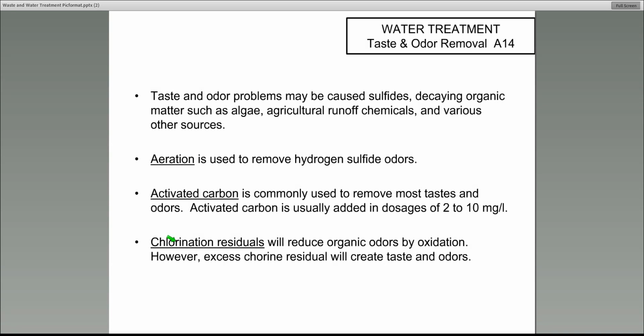Okay, to knock out taste and odor, if you have sulfides, H2S, you'd use aeration. Activated carbon is to remove taste and odor. And chlorine will help also oxidize odors.